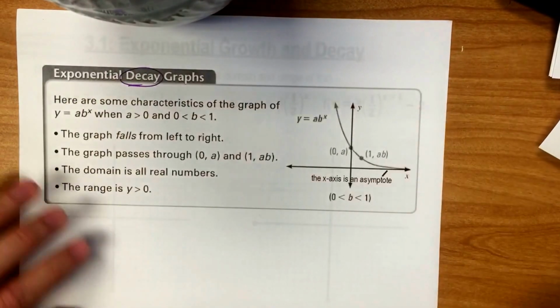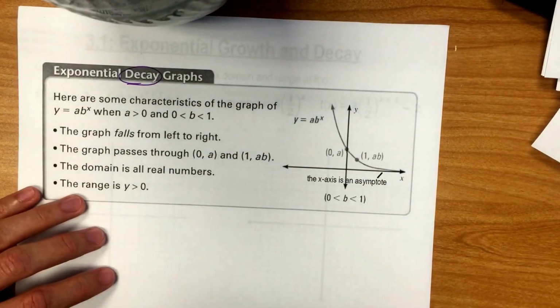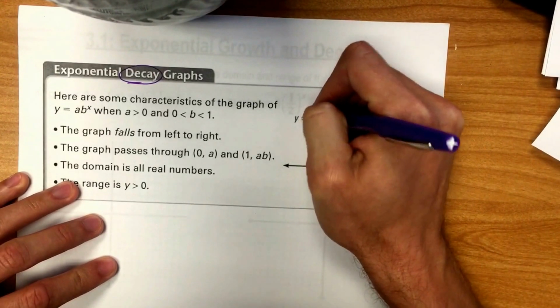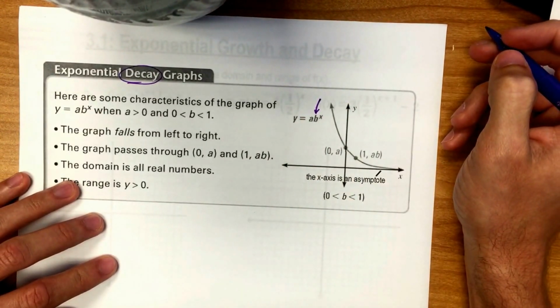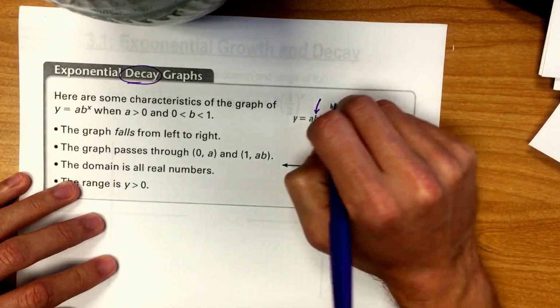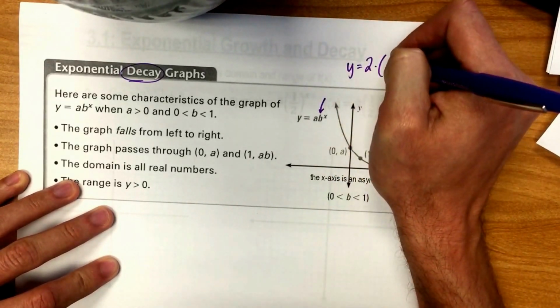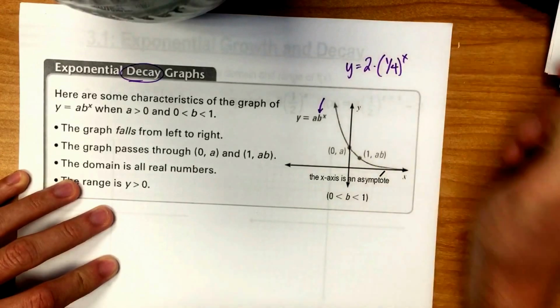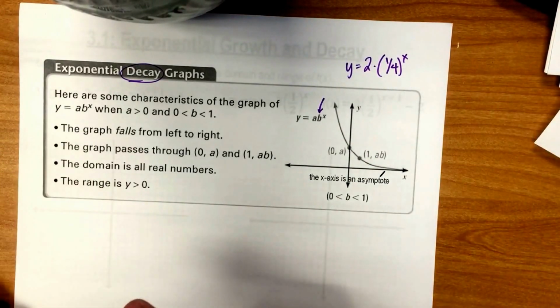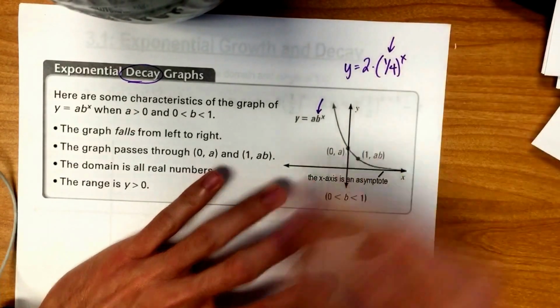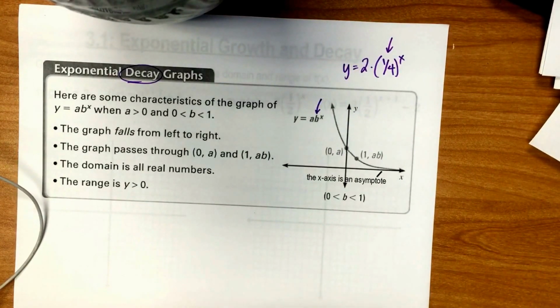The other type of exponential function that we're going to look at is an exponential decay. So these are all decays. An exponential decay happens when that b value is a number that's less than 1, but bigger than 0. So a number like y equals 2 times 1/4 to the x. This would be considered an exponential decay because the number being raised to a power is less than 1.